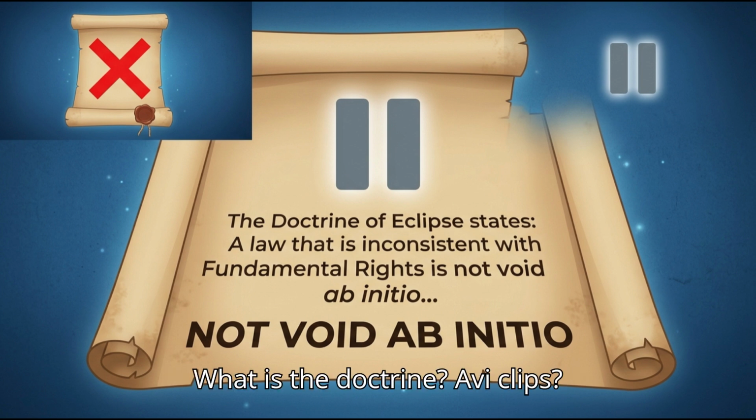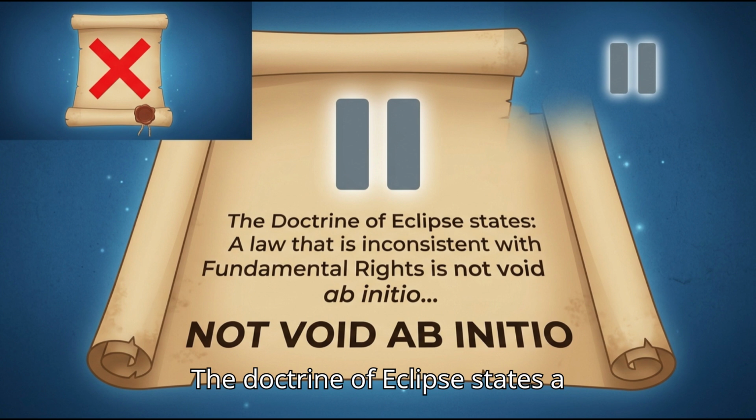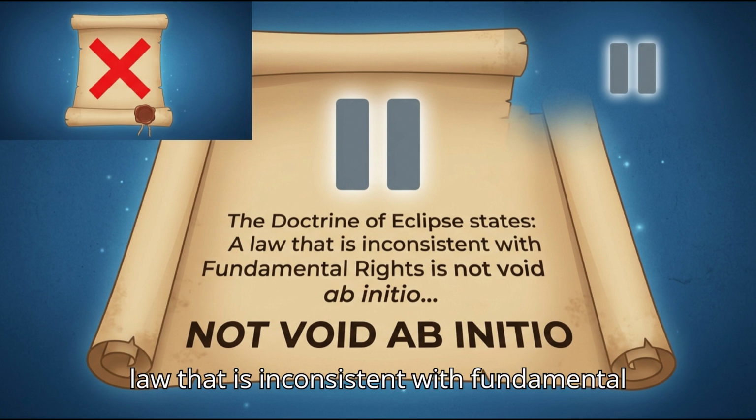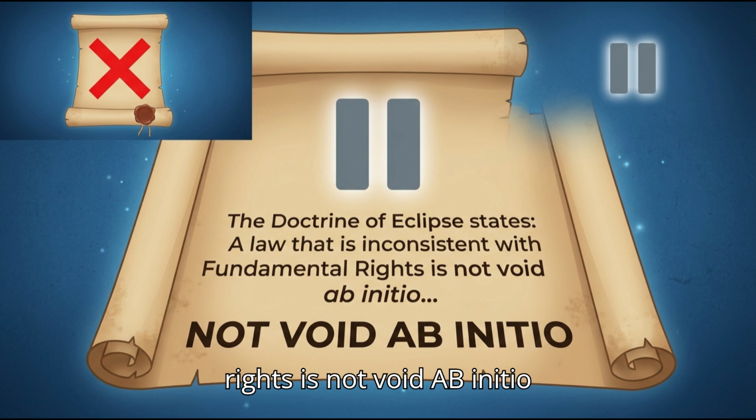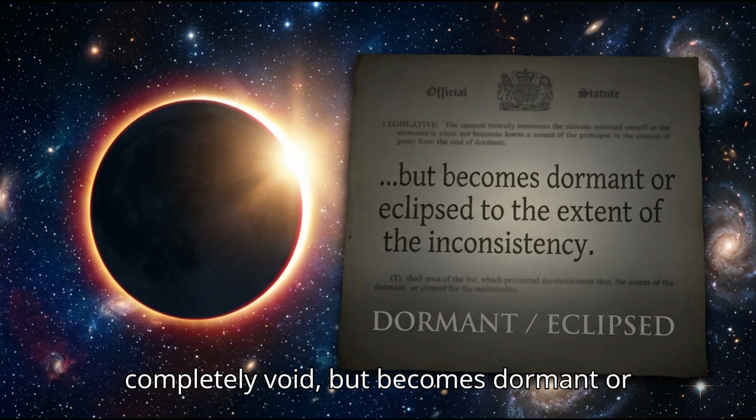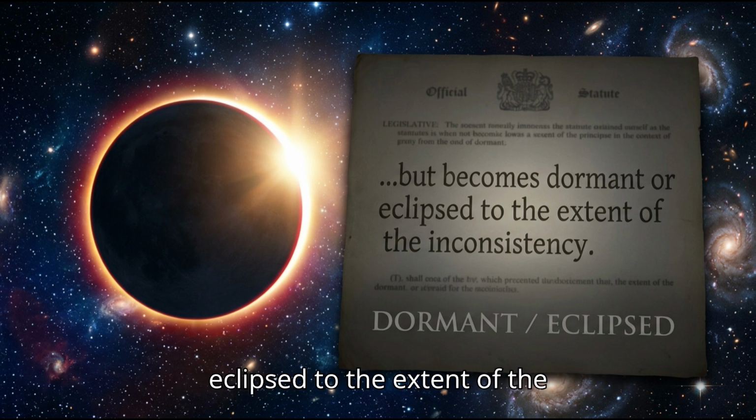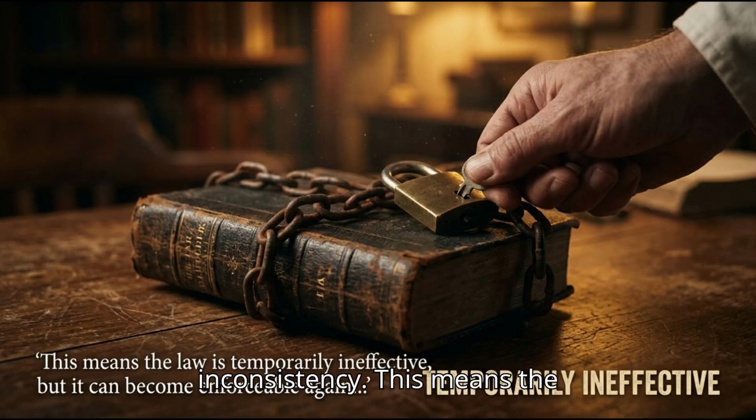What is the Doctrine of Eclipse? The Doctrine of Eclipse states that a law that is inconsistent with fundamental rights is not void ab initio, completely void, but becomes dormant or eclipsed to the extent of the inconsistency. This means the law is temporarily ineffective, but it can become enforceable again if the conflict with the Constitution is removed.